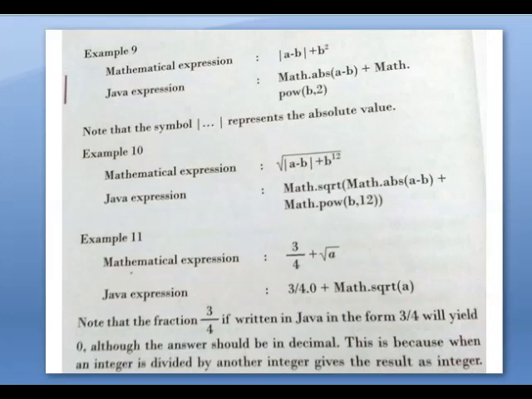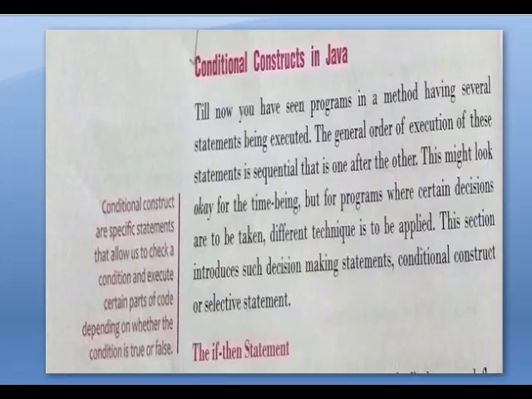The examples are over. Now we are going to start a new part, that is conditional constructs in Java. Conditional constructs mean we are going to see how to check conditions by using some statements. Conditional constructs are specific statements that allow us to check a condition and execute certain parts of code depending on whether the condition is true or false.